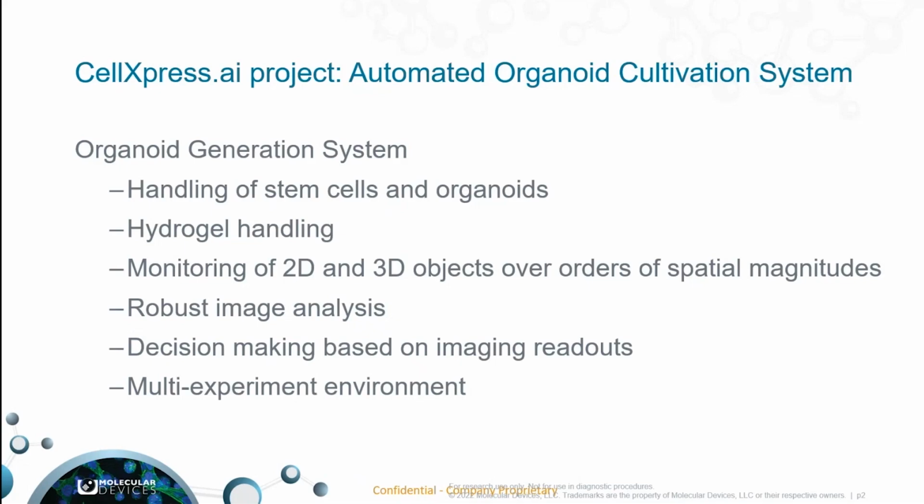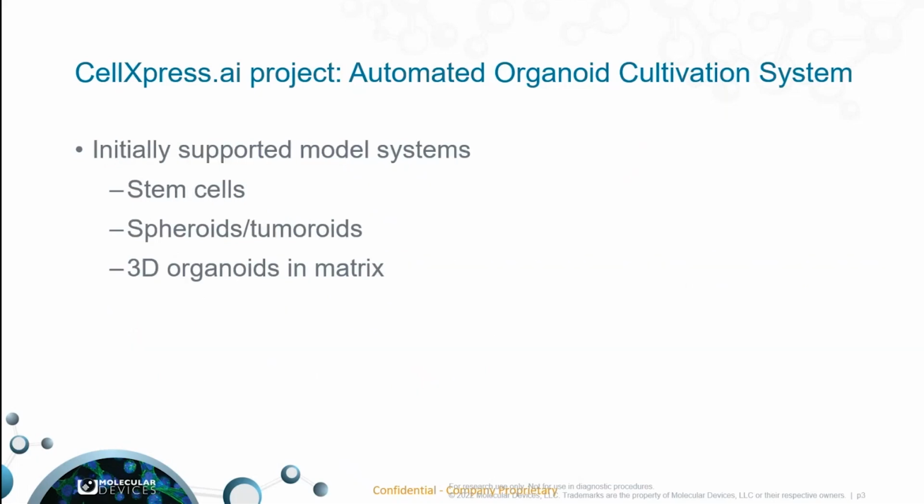As we already heard from Dr. Chirenko, the system is able to make decisions based on imaging readouts to trigger, for example, passaging or other interactions with the cells and the system. And it is a multi-user, multi-experiment environment. During validation, for example, we were running 10 different experiments in parallel, and we were using 5 different model systems, including stem cells, iPSC-derived organoids, and adult stem cell-derived organoids.